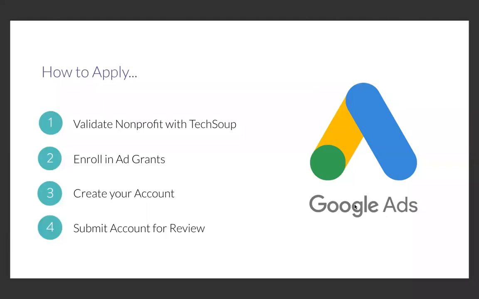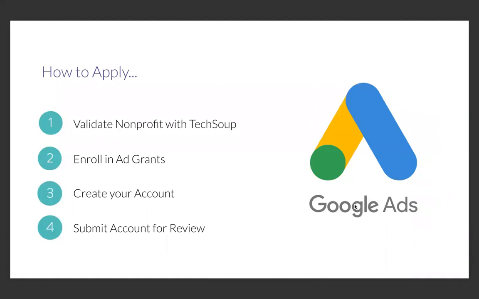Now, talking about how to apply, it's rather an easy process if you have all your documents and things ready. The first step is validating that you're a nonprofit with TechSoup. Most of you might have a TechSoup ID number. If not, Google validates to make sure that you're registered with TechSoup and that you're a valid organization.